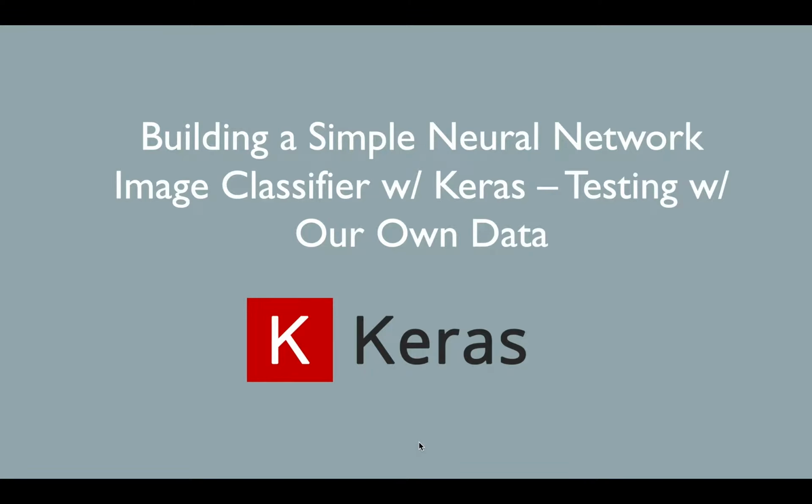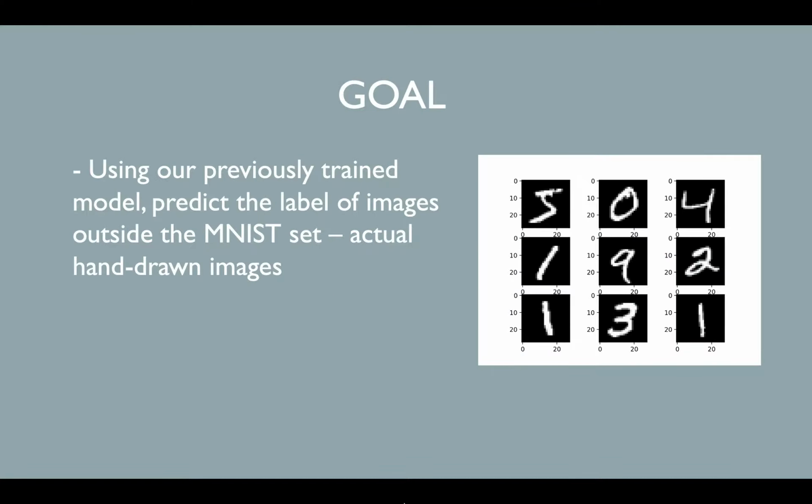Welcome back to the second part of building a simple neural network image classifier with Keras. In the second part of this workshop, we're going to be testing with our own data. Our goal for this part of the workshop is to use our previously trained model and predict the label of images outside the MNIST set. We're going to be using actual hand-drawn images in this case.